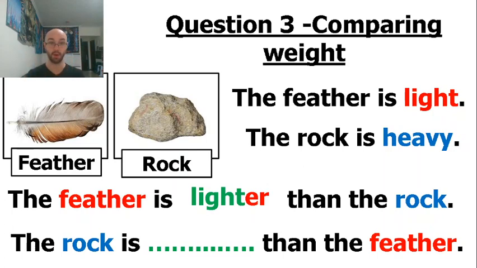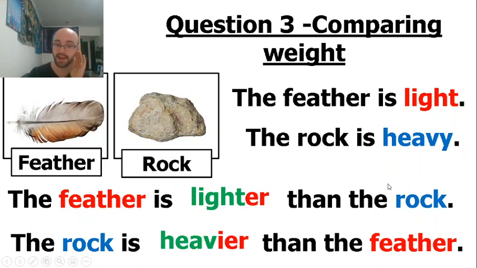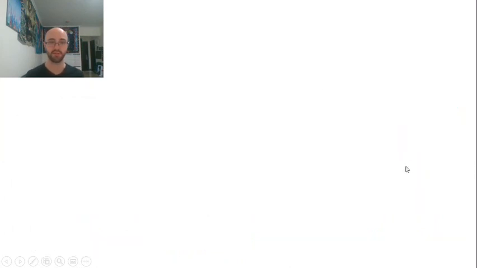Heavy. How many claps? 1 or 2? It has 2 claps. And what letter does heavy end in? A Y. So 2 claps and a Y. What do we do? We get rid of the Y and add IER. So can you say with me? The rock is heavier than the feather. Okay? The rock is heavier than the feather.